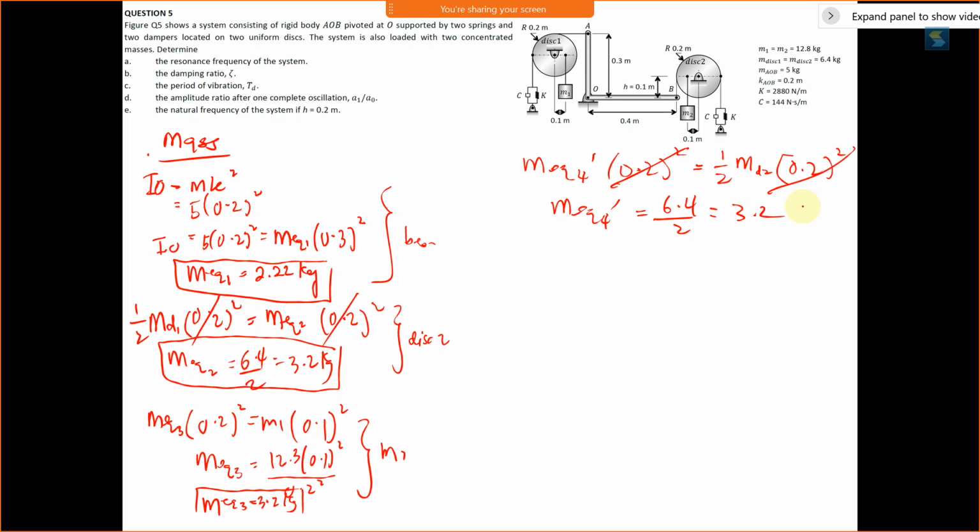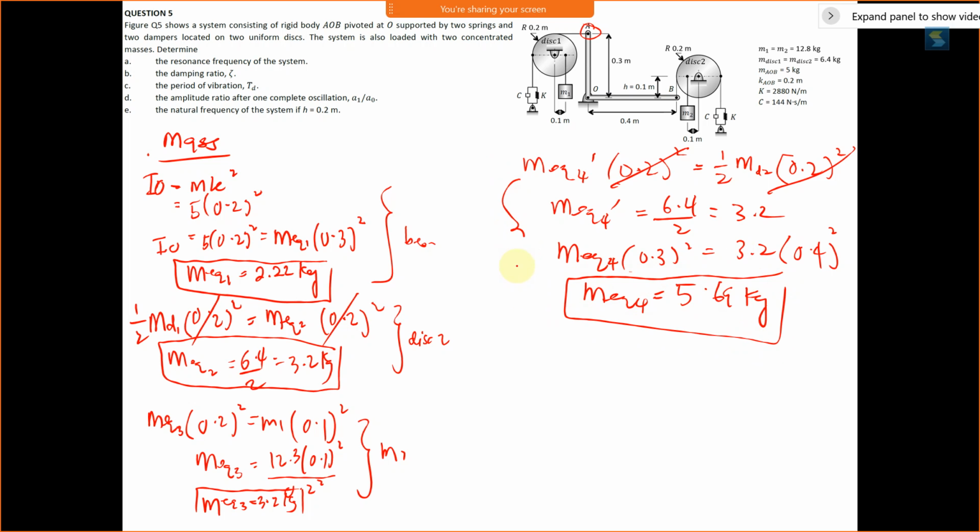But we want to transfer this M equivalent to point A. Then again we transfer M equivalent 4 times 0.3 square equals 3.2 times 0.4 square. Alright. Then M equivalent 4 equals 5.69, isn't it? 5.69 kilogram. So that is our M equivalent for this one.